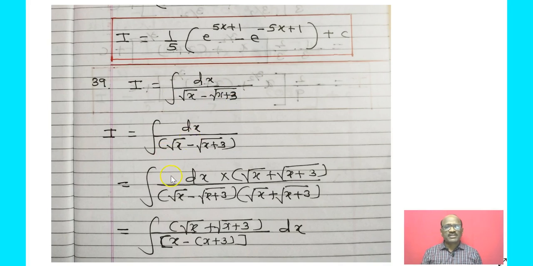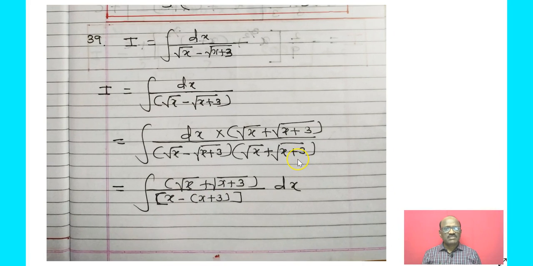Now rationalize the denominator. It can be written as the integral of dx into root of x plus root of x plus 3, upon root of x minus root of x plus 3. Its conjugate is root of x plus root of x plus 3, multiplied in the numerator and the denominator. Then you will get the integral of root x plus root of x plus 3 upon, a minus b times a plus b means a square minus b square. This becomes x minus x plus 3 dx. Now open this bracket, this plus x and minus x get cancelled, it becomes minus 3, and hence we can solve this.